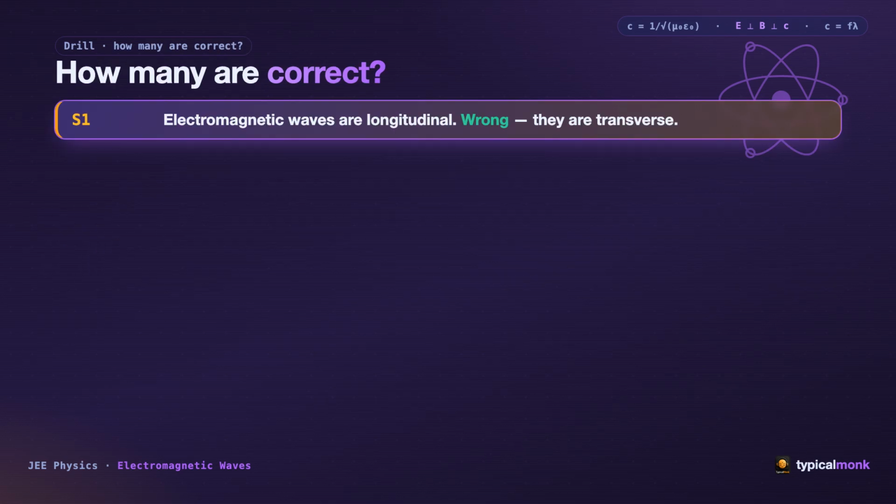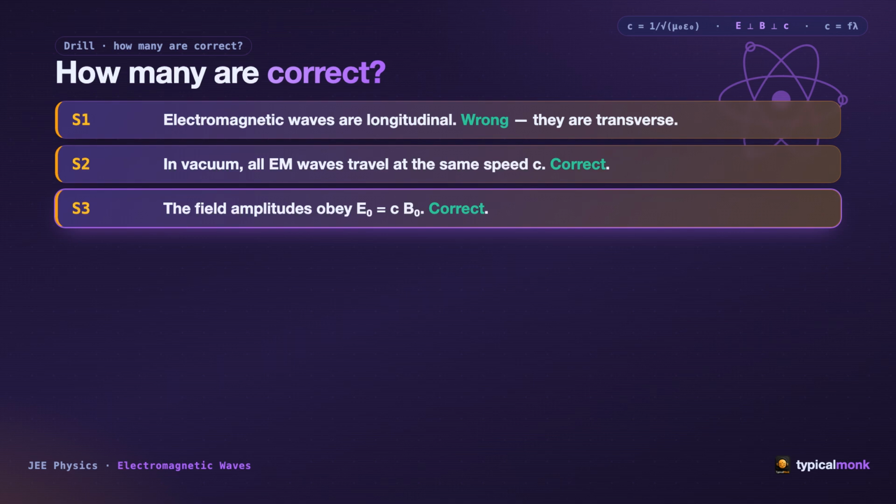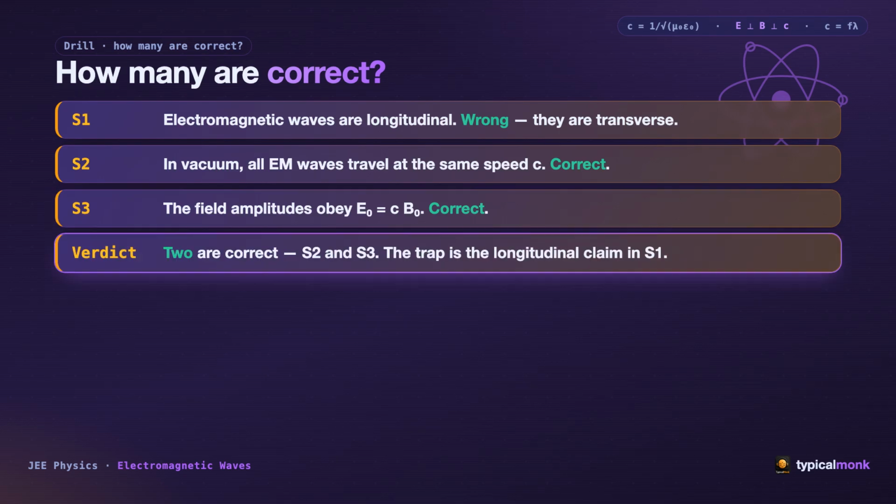Now, how many of these statements are correct? Statement 1. Electromagnetic waves are longitudinal. Wrong, they are transverse. Statement 2. In vacuum, all electromagnetic waves travel at the same speed, c. Correct. Statement 3. The field amplitudes obey E naught equals c times B naught. Correct. So the answer, 2 are correct. Statements 2 and 3. The trap is the longitudinal claim in statement 1.